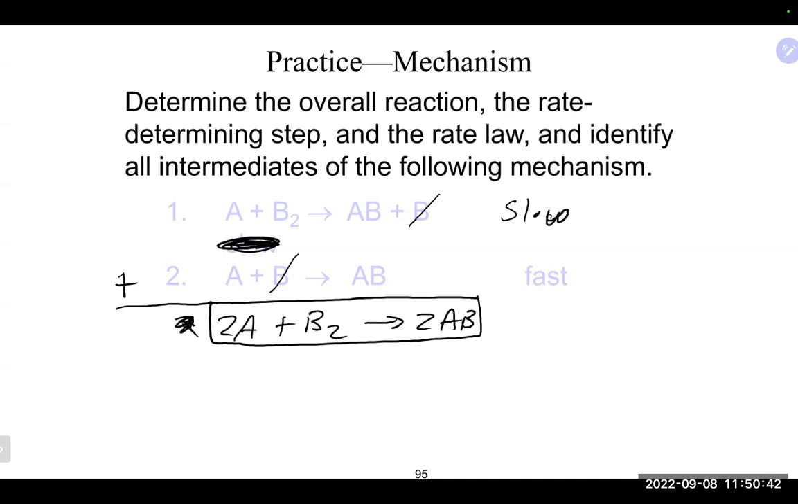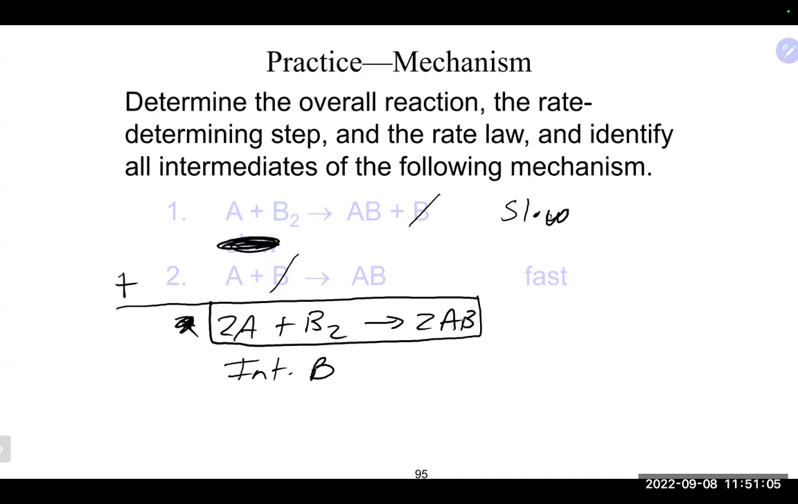We could also see from crossing out there that our intermediate is actually B, right? That was the only thing crossed out completely. Remember that an intermediate needs to be fully gone, right? And it should not appear in the overall reaction when you cross them out.